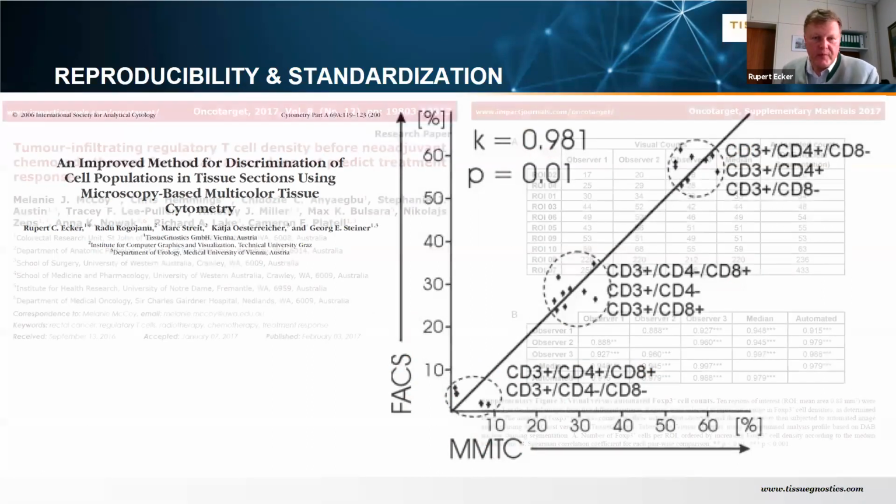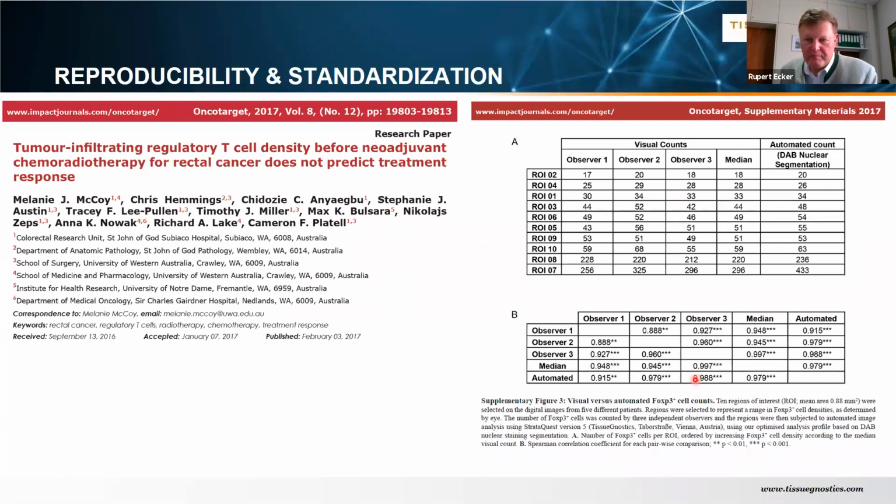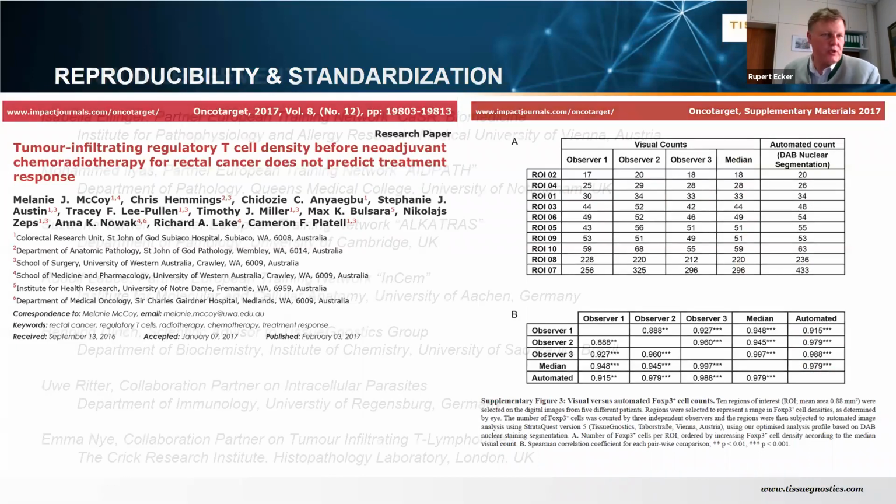Also, the client from Perth have analyzed or manually counted the FOXP3 positive cells in their samples. 3 human observers have counted, and as you see, although human evaluation is still considered the golden standard, it comes with a problem, because when you have 3 people count, you get 3 different results. So the median was calculated from these 3 observers, and then the median compared to the result provided by the software. And this shows also very good correlation.